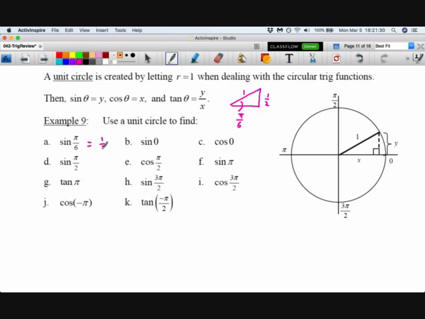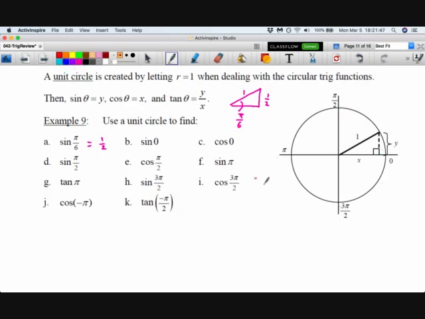Now, it's not that useful for that. You might as well just memorize the reference triangles for that. The unit circle is really much more useful when we're talking about sine of 0, cosine of 0, or any of these other angles where we can't get a reference triangle.